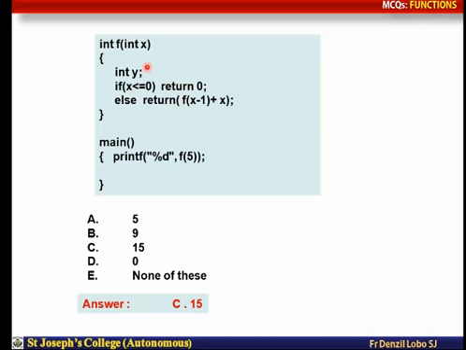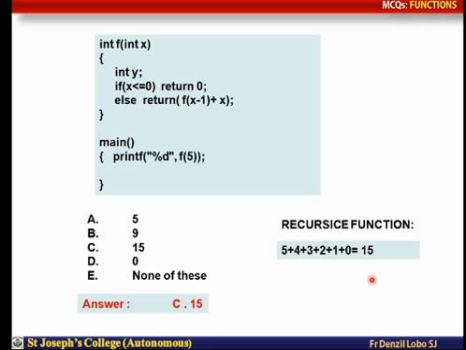Why 15? As you see here, you have 5 here. So it prints 5 plus f of 4. It goes on like that. So 5, then f of, again you are calling that. It prints 4, 3, 2, 1, 0. And when you add all this, it becomes 15.